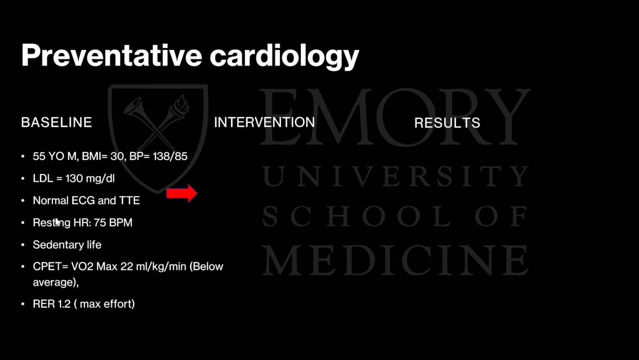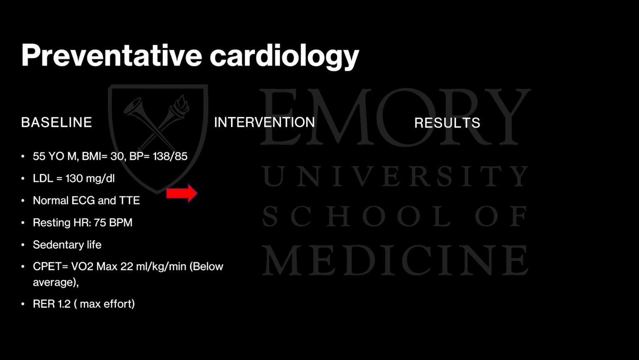But you got an ECG that came back normal, no Q wave, no ischemic changes, EF, no wall motion abnormalities, normal biventricular function. And their resting heart rate is about 75. Again, this person lives a pretty sedentary lifestyle. You do a CPET and they're in that below average range. And you confirm that this person actually did their max effort by looking at that RER ratio that we talked about earlier. So you know that this result that you got is pretty accurate.